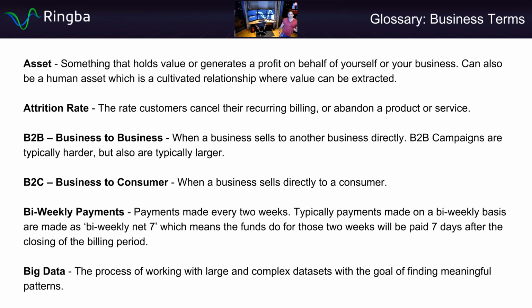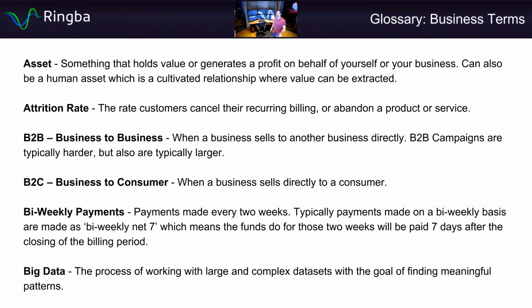Asset: something that holds value or generates a profit on behalf of yourself or your business. Or it can also be a human asset, which is called a cultivated relationship where value can be extracted. In terms of what we're talking about in this masterclass, an asset can be something like a website or a Facebook page or a list of phone numbers, or something that has value intrinsic to you that you can use to create revenue for your business and generate a profit.